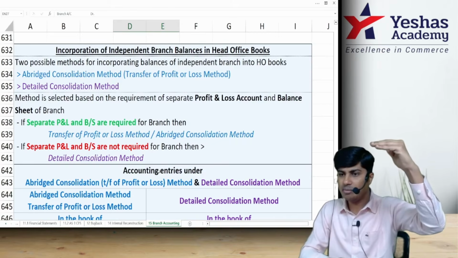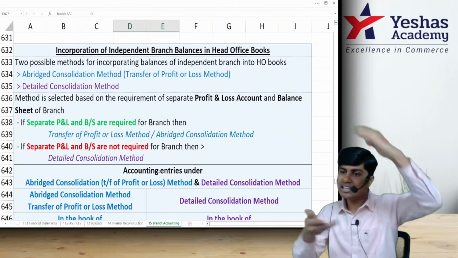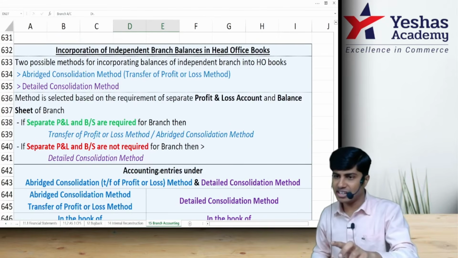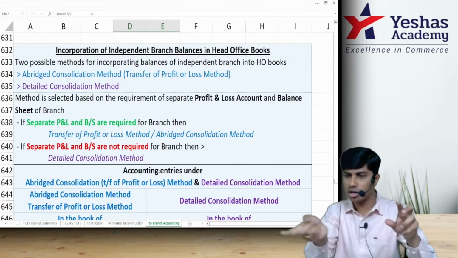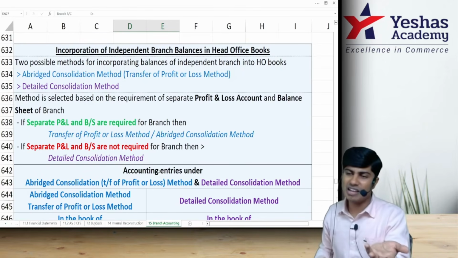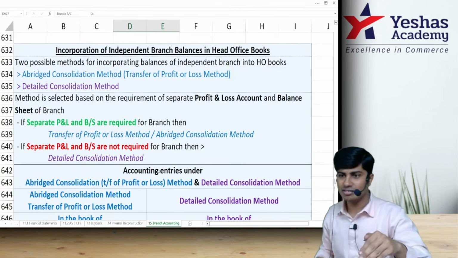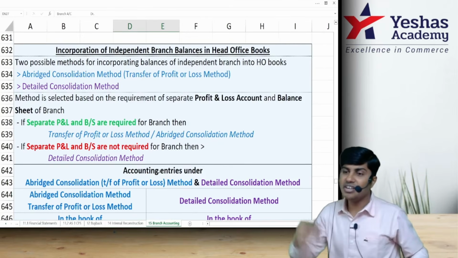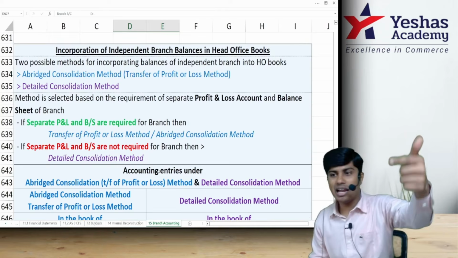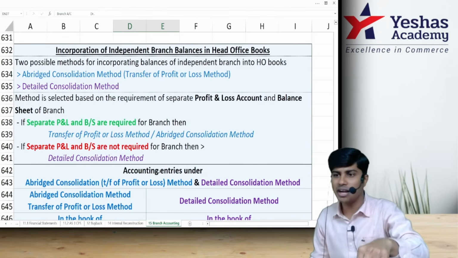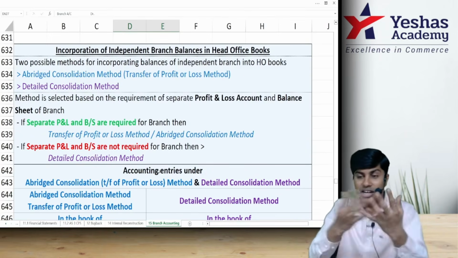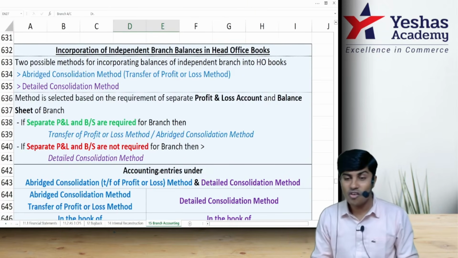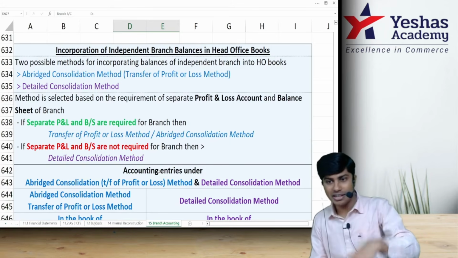Detailed means line by line items are taken from the trial balance, while in abridged I take the balance sheet and P&L. Everything that's there in the trial balance will be added to the corresponding head office item. Every asset will have a debit balance. Credit that asset, debit head office, and later you take it to the respective account. Every liability will have a credit balance. Debit that liability, credit head office account. This is the entry in branch books. In head office books, for an asset received, debit the asset, credit the branch. For liability received, credit the liability, debit the branch.